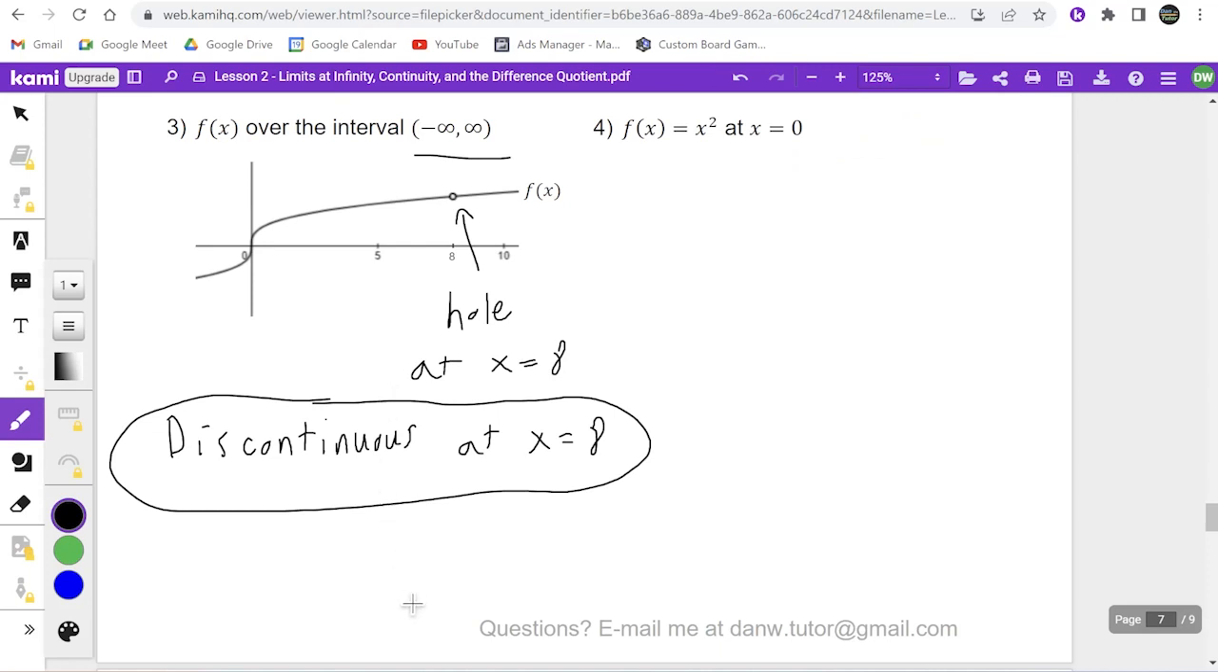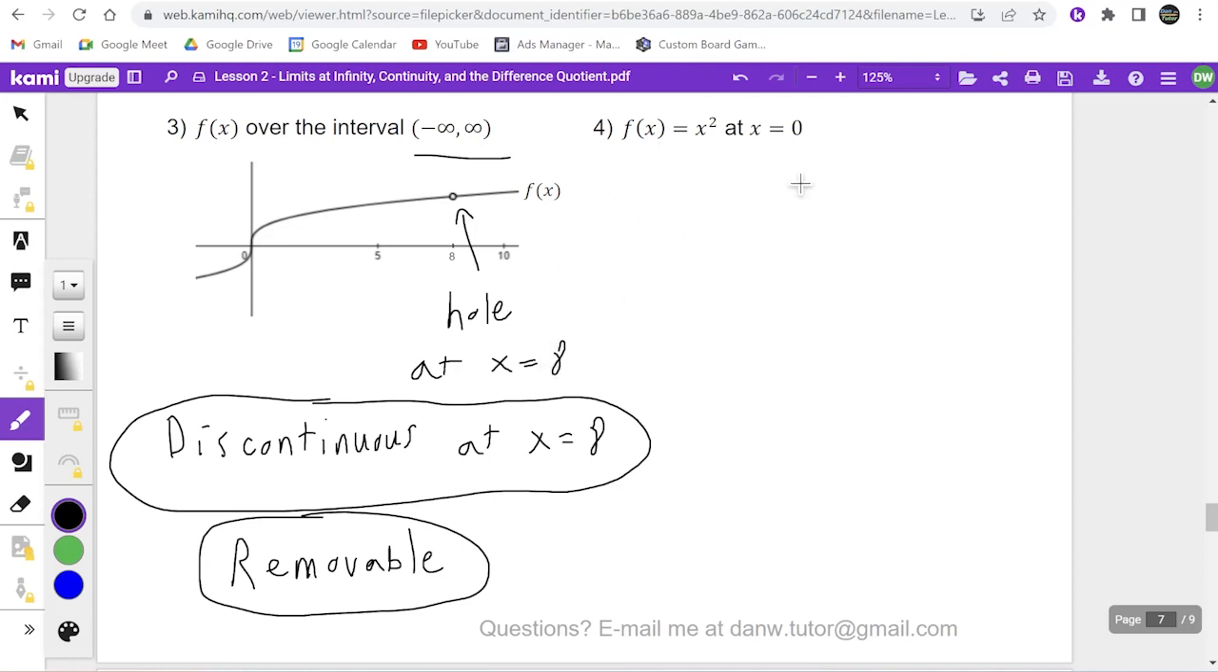And the other thing we want to say is, is this removable or non-removable? Well, what did we say about holes in the graph? Is that removable or non-removable? Any guesses? It's going to be a removable one. And the reason why it's removable is because 1, the limit exists. How do I know the limit exists? Because holes in the graph, we say limits ignore the holes. So yes, the limit exists, which makes it removable. Okay, so now number 4.